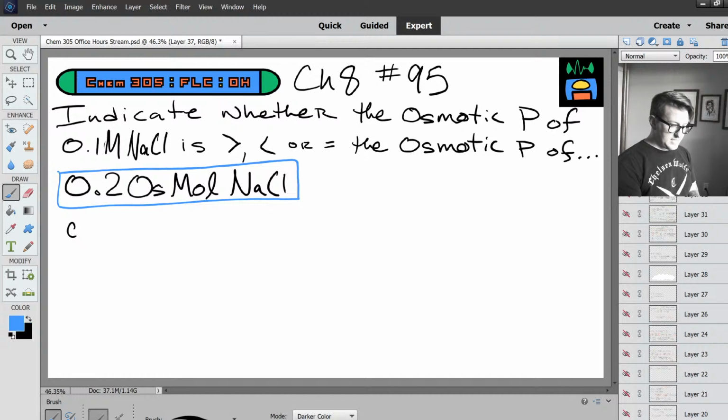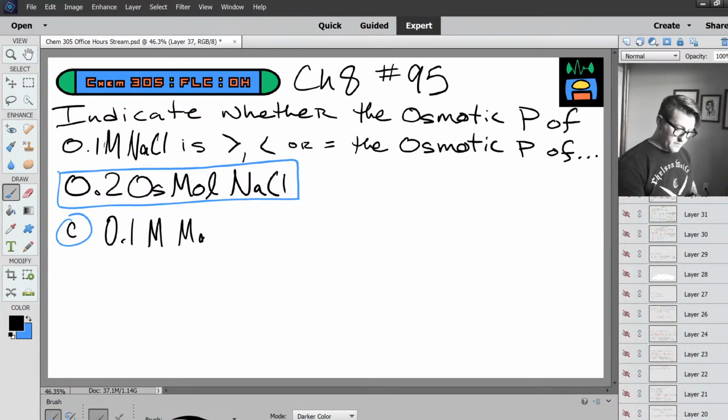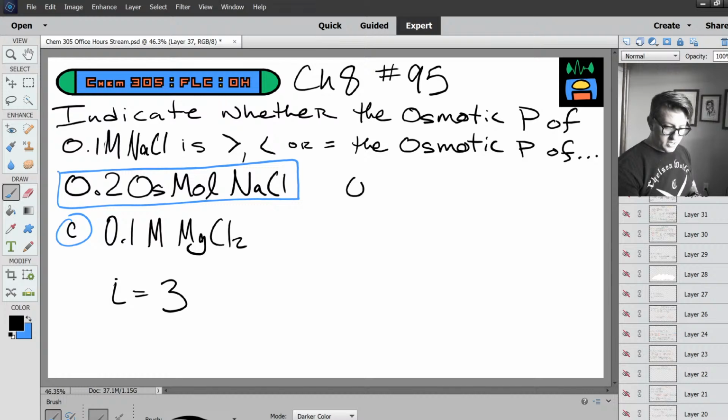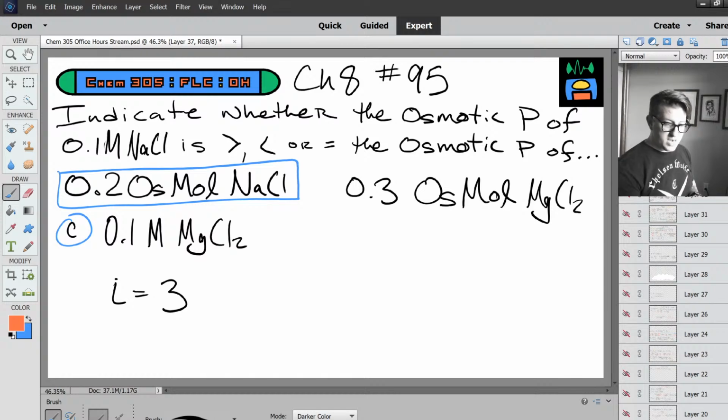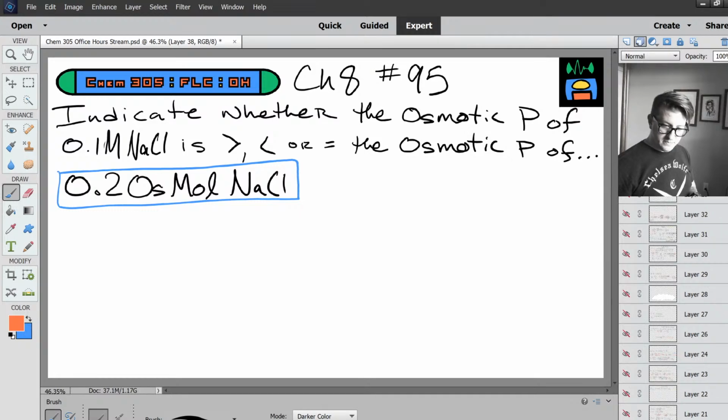Here we have part C. Here we're rolling with a 0.1 molar solution of magnesium chloride. Again, our i value is 3 here, so our osmolarity is 0.3. This solution would have a greater osmotic pressure because it has a greater osmolarity.